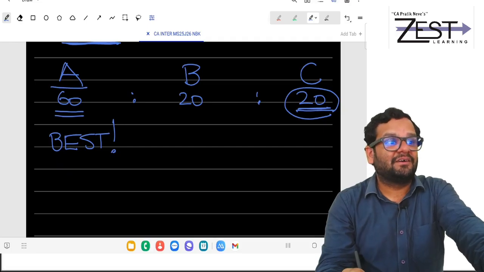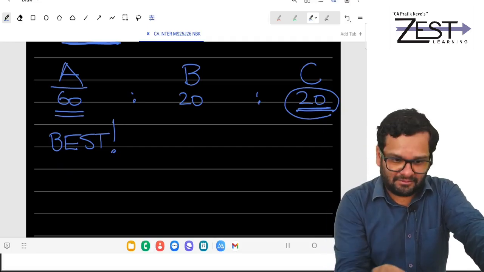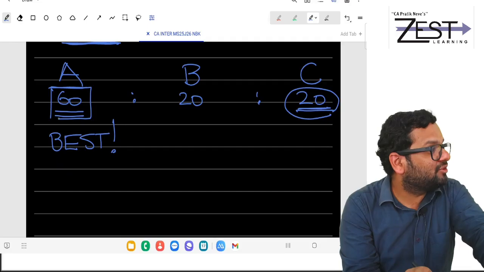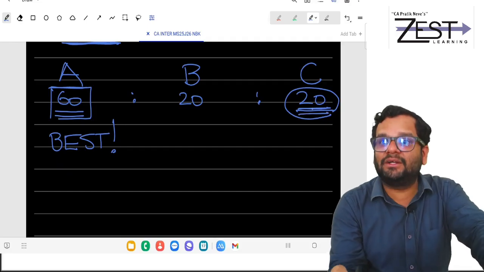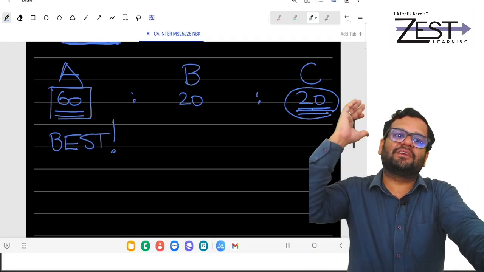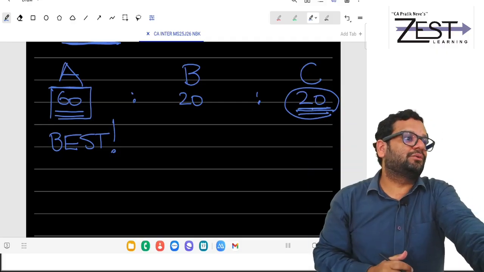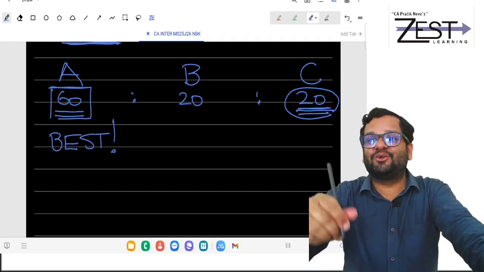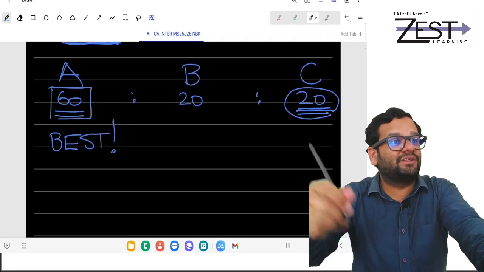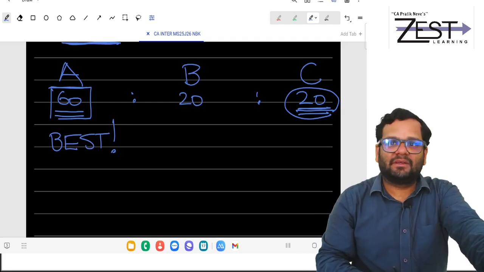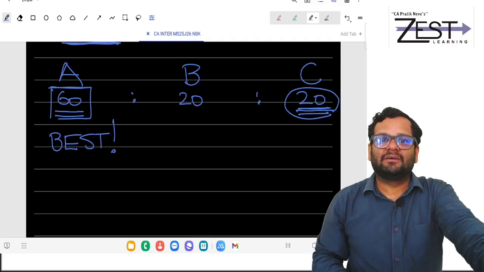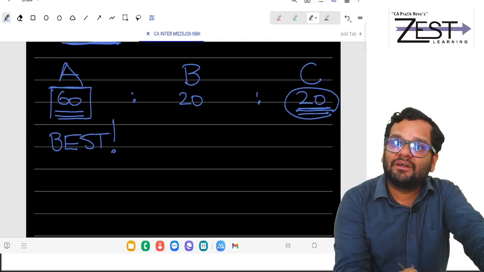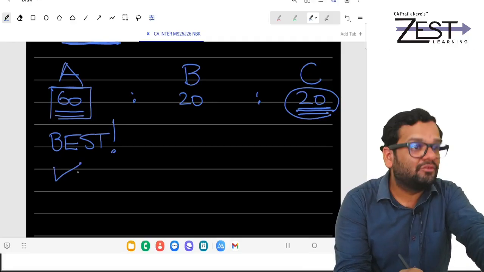My problem is that you should focus on this 60. My problem is students focus on this 20, start reverse thinking, negative thinking, they want to solve this 20 first. I don't know what is the obsession in solving this 20 first. It's not Khatron Ke Khiladi. It's your time to prove yourself. So please solve this 60 first.